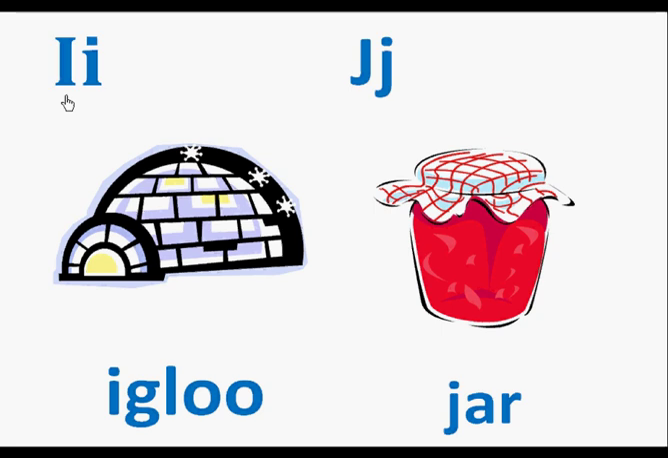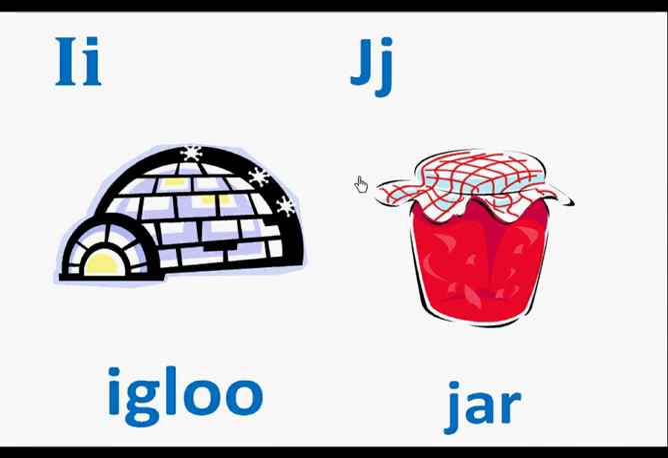Here is a capital I, a small i, a picture of an igloo, the word igloo. The letter I makes the sound I. So we'll read this page. I, igloo, I.